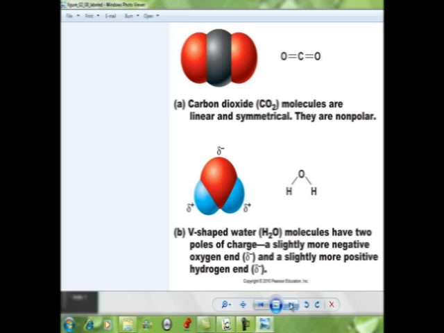Bonds. All right, so everybody understand the difference between ionic and covalent. What if I say a nonpolar covalent bond? What's that mean? Well, I'll give you a hint. The guy up there, does everybody know who he is? CO2. Do we have any of that in the atmosphere? Yeah, that's carbon dioxide.